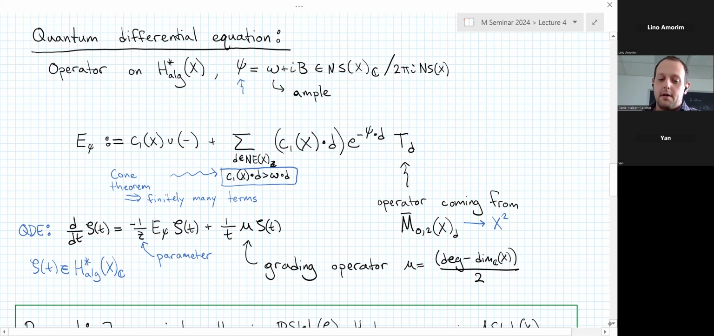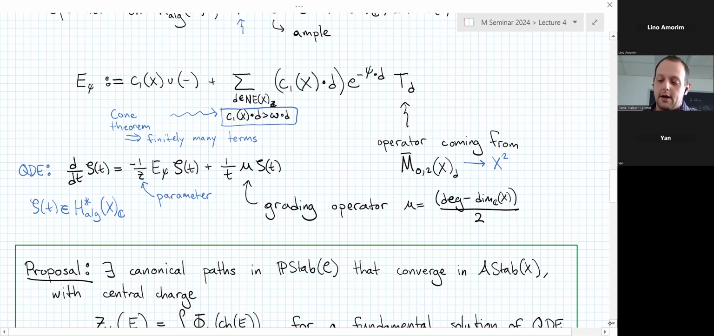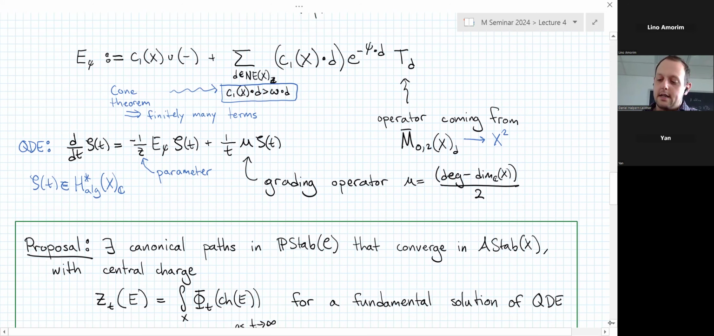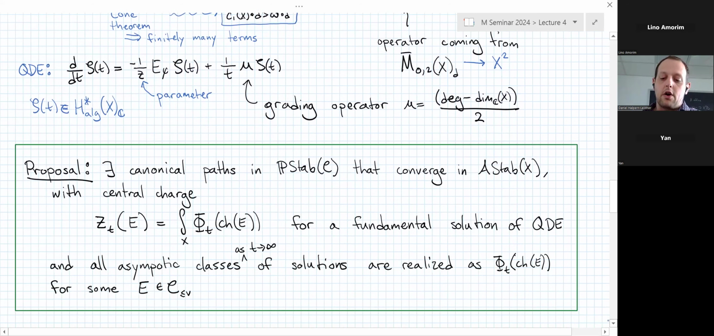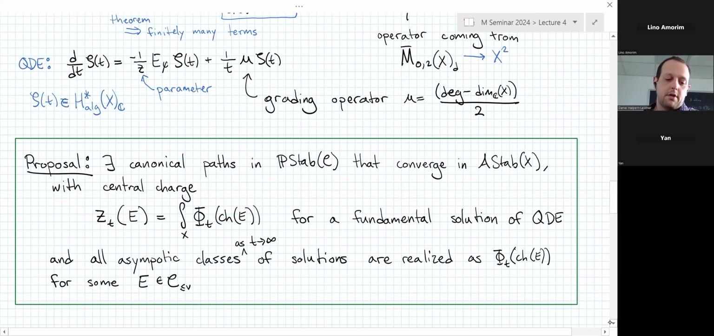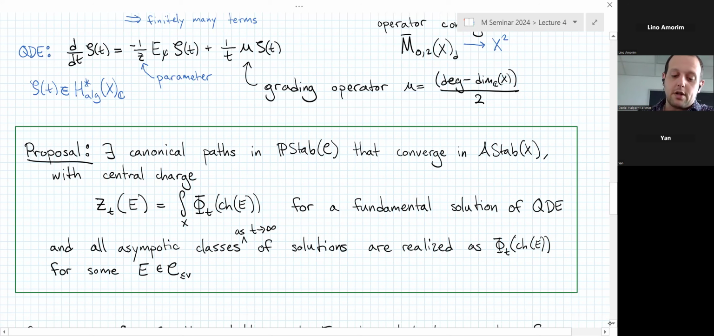And the proposal here is that the final version of this noncommutative minimal model program should be that there are canonical paths in the stability manifold that converge in this partial compactification. So they converge to an augmented stability condition. And the central charge for these paths should look like this.